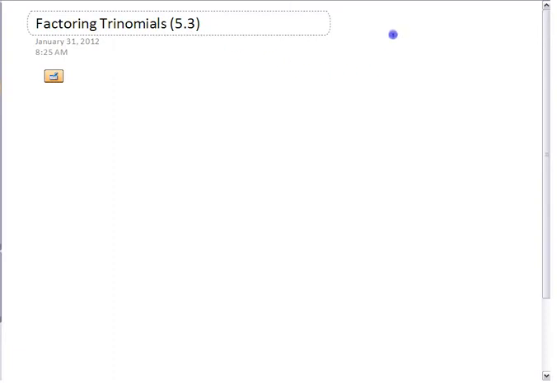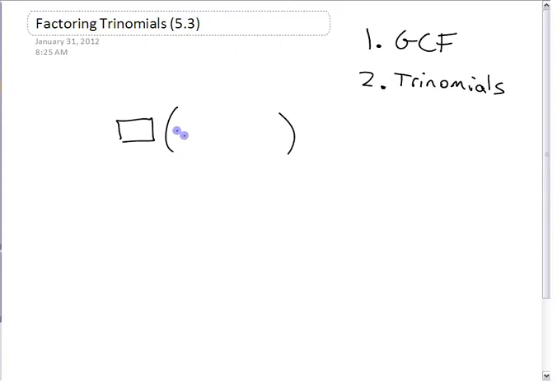Section 5.3, you move on to the second type, right? Just like greatest common factor was the reverse of multiplication, factoring trinomials is going to be the reverse of multiplication. Greatest common factor was taking a single term and timesing it by something, and it's doing the reverse. It's factoring out the greatest common factor.